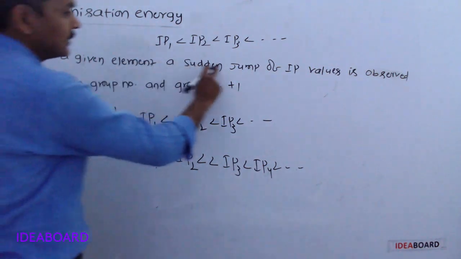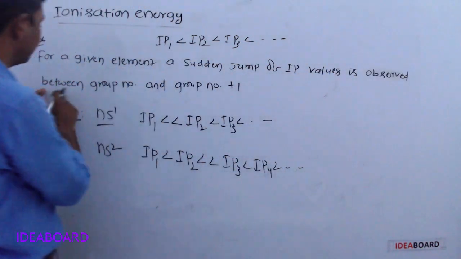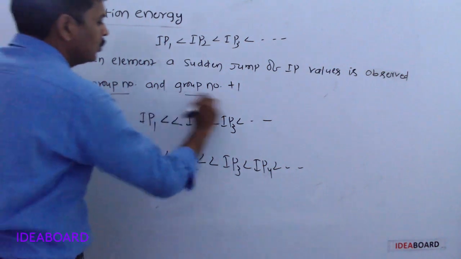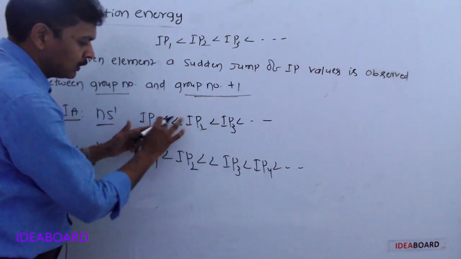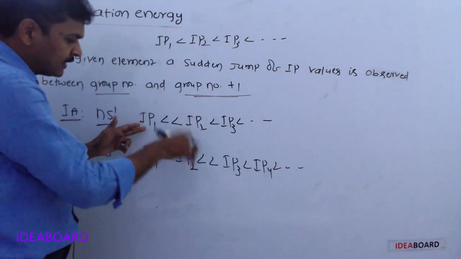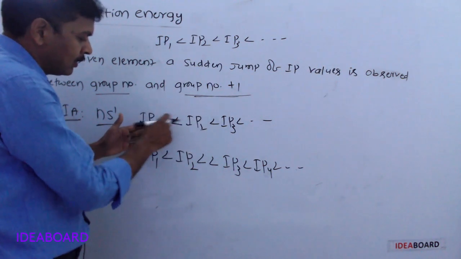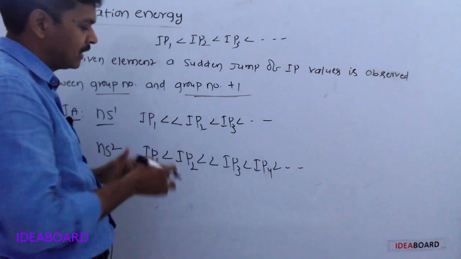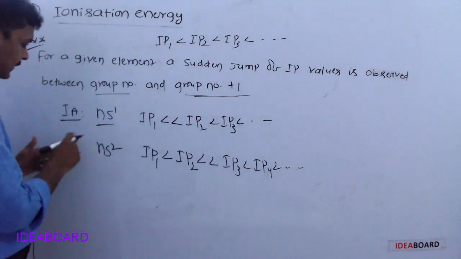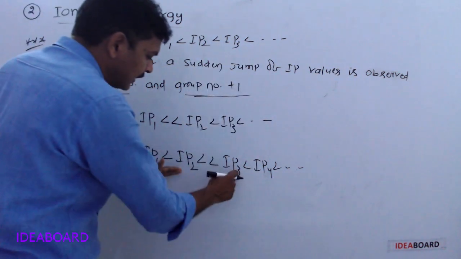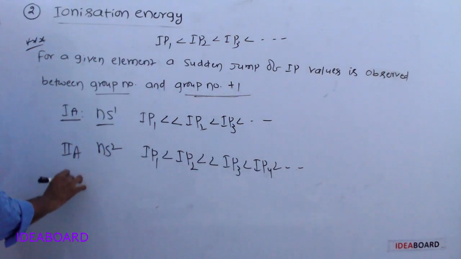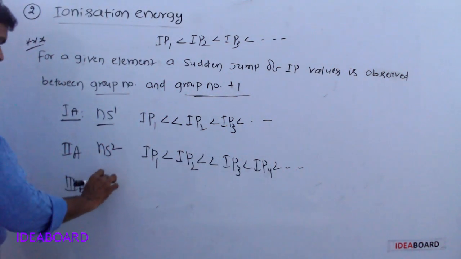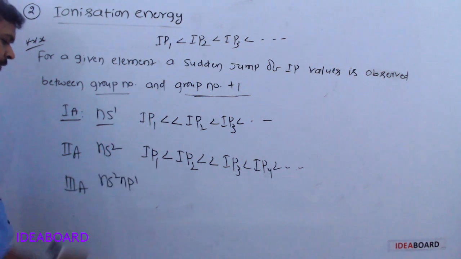For a given element, a sudden jump of IP values is observed between group number and group number plus 1. For first A, between 1 and 2, there is a sudden jump. Sudden jump simply means the IP value difference is more. For second A group elements, between 2 and 3, that gap is more. Now take third A group elements.